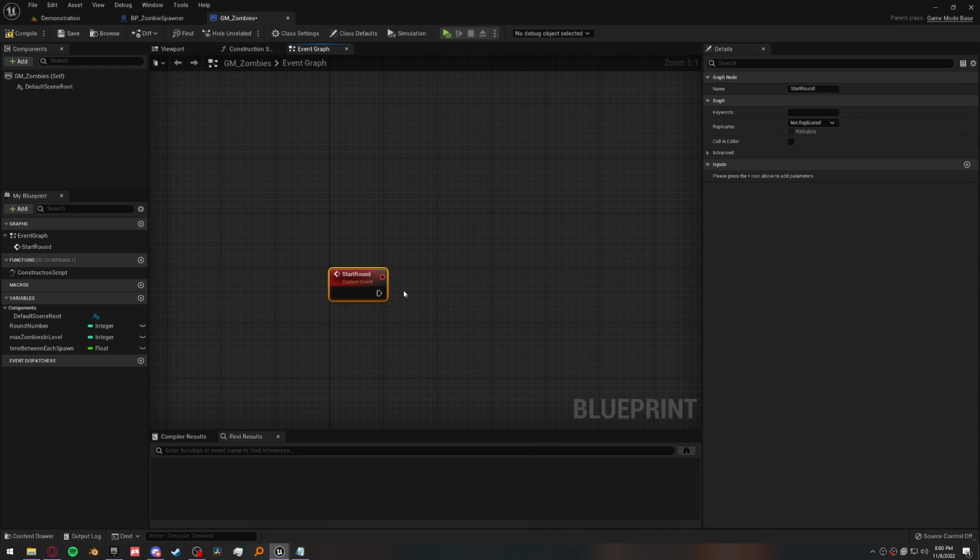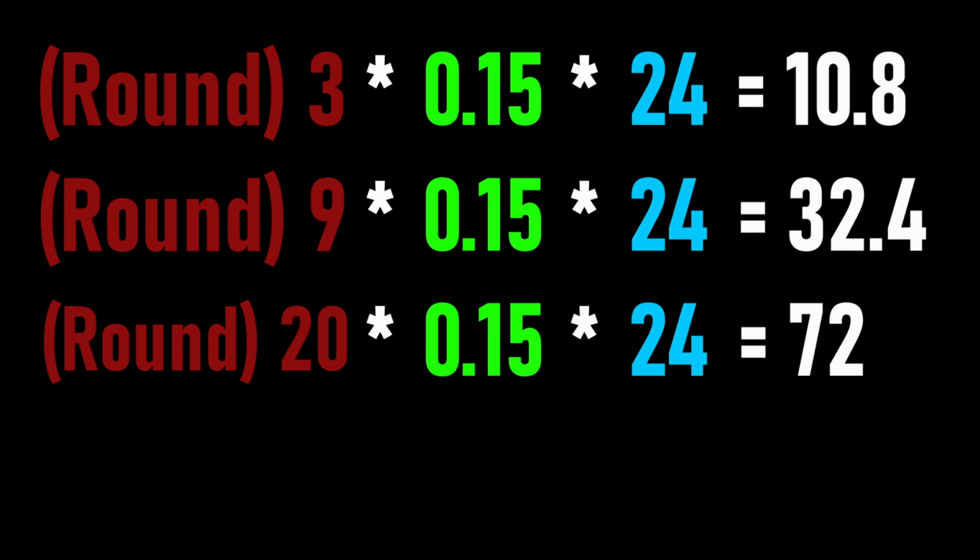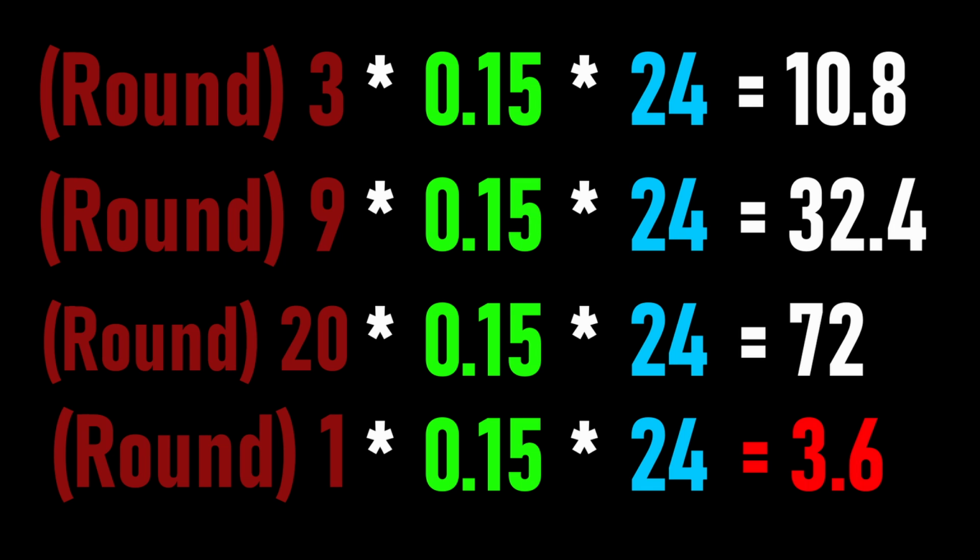I found multiple results for how Call of Duty calculates their zombies, but one I found that seems to work pretty well is you take the round number times 0.15 times our max amount of zombies, which is 24. This seems to give us a pretty accurate number of zombies per round, except for round 1, but we can go ahead and enter that manually.